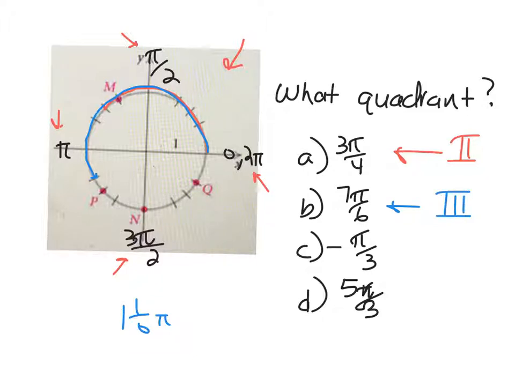The next one says negative pi over 3, so I'm going to go the other direction. This is just negative 1/3 of the way to pi, so I'm going here about 1/3 of the way. This is halfway, so I'm not going quite that far. That's quadrant 4. One more says 5 pi over 3. 5 pi over 3 is really 1 2/3 pi. So I'm going to start at the beginning, go 1 pi, then 2/3 of another, about right there, a little bit past the halfway down there. So that also puts me in quadrant 4.